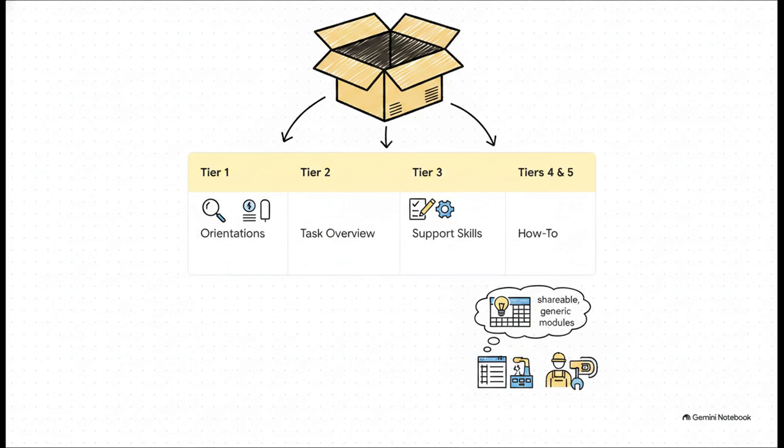Think of this like how parts are sorted and stored in our factory warehouse. Tier 1 is general orientation. Tier 2 is task overview. Tier 3 is the sweet spot, supporting knowledge and skills. This is exactly where you put your highly shareable, generic modules, like spreadsheet basics. Finally, Tiers 4 and 5 are the highly specific, localized how-to applications where you teach them to apply that spreadsheet skill to their specific department's budget.